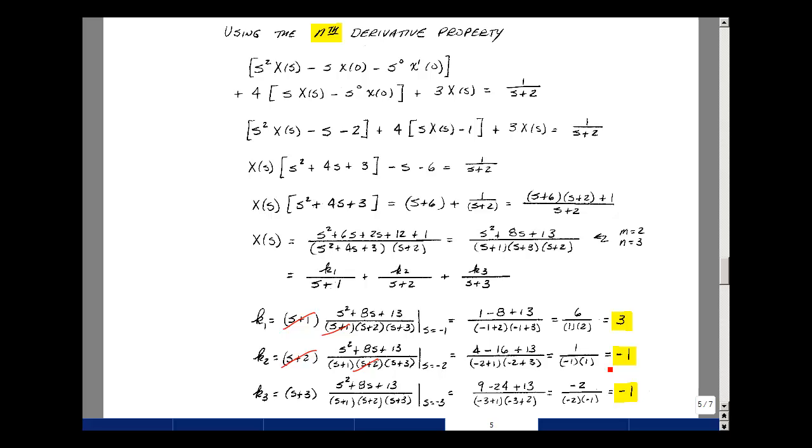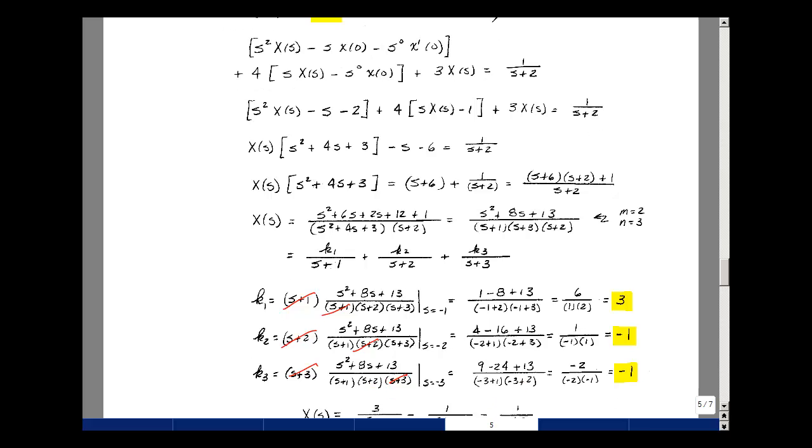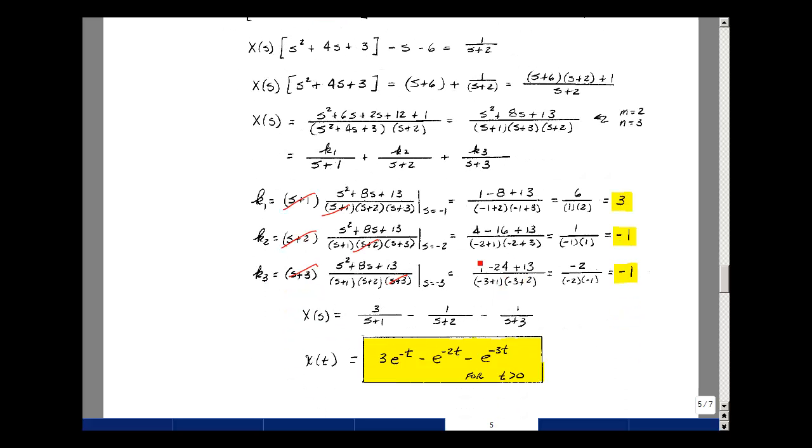Take our same expression again and multiply it by s plus 3, and let s equal minus 3. Terms cancel. Minus 3 squared, which is 9, minus 3 times 8 is minus 24, plus 13, over minus 3 plus 1, and then minus 3 plus 2. Combining terms here, I've got 13 plus 9, which is 22, minus 24, so I get minus 2. This is equal to minus 2, and this is equal to minus 1. Minus 2's cancel, and I get 1 over minus 1, which is minus 1.